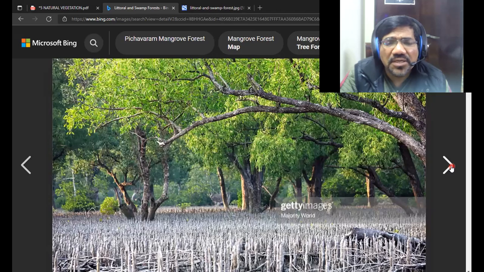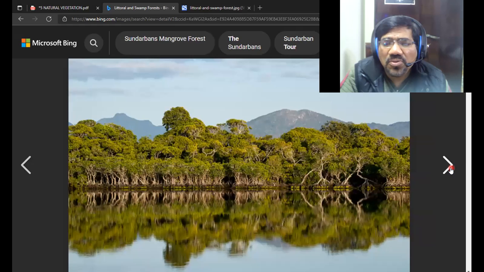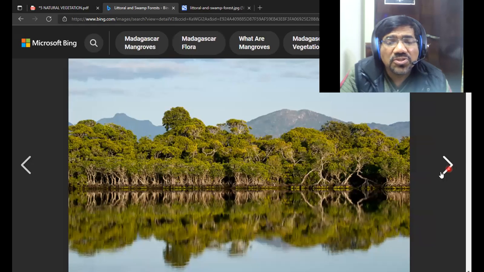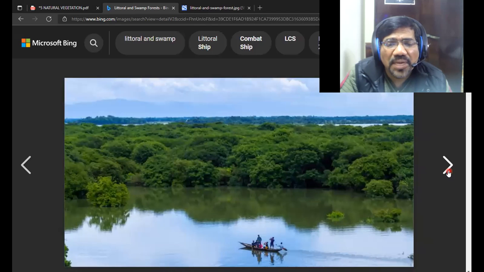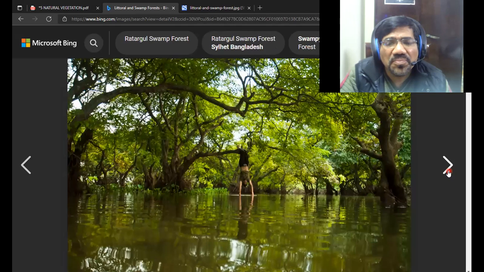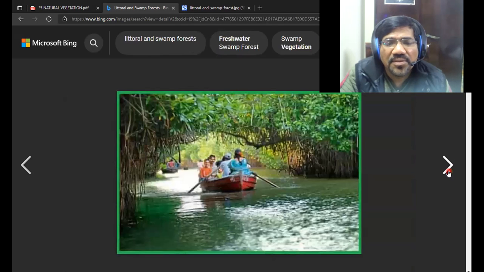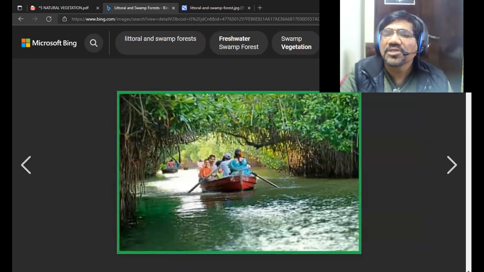This is very, very clear. And you can see water and the trees growing in such an area. This is Sundarban Delta, in which there are a number of hanging trees. A picture can say 1,000 words, and this is worth looking at. So I think this much is enough for us.